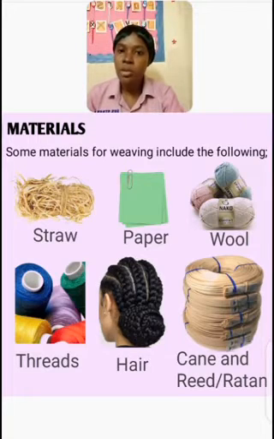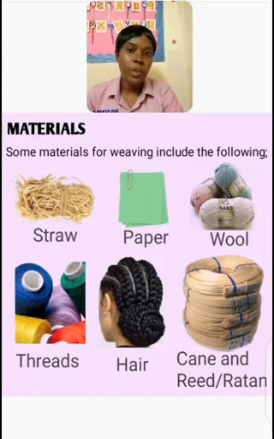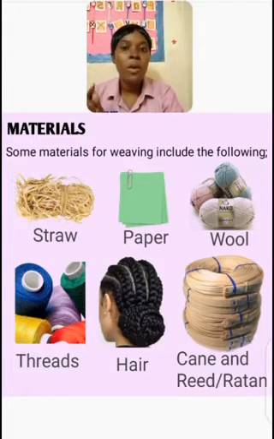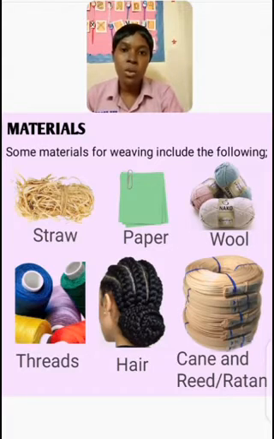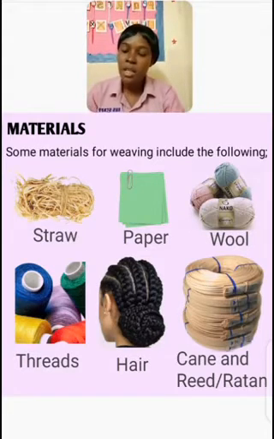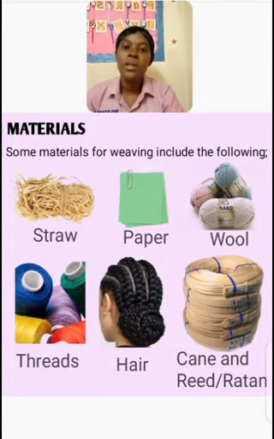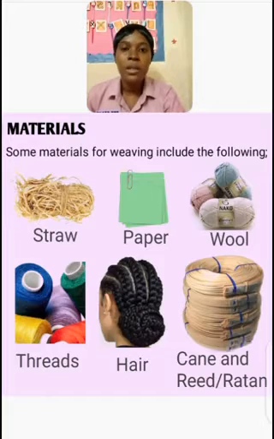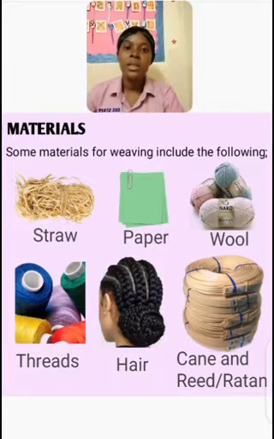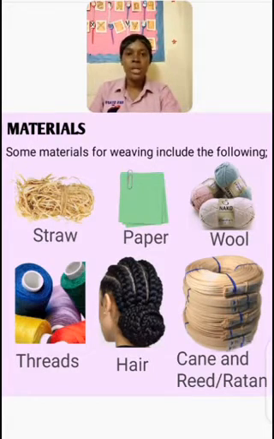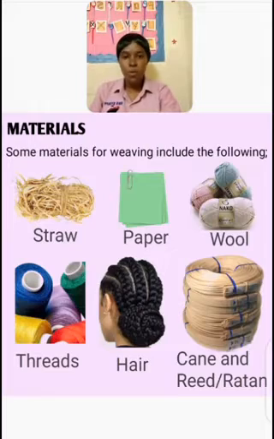I want us to go through them again. The first one is straw. Like I said before, straw is made from plants, from the sticks or wooden parts of shrubs. That's the skin that covers it, dried up, and is used for weaving. We use paper for weaving. We use wool for weaving. We use threads for weaving. We can also weave the hair and rattan. So these are the materials that are generally used for weaving.